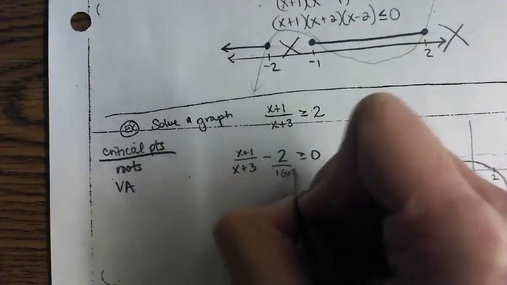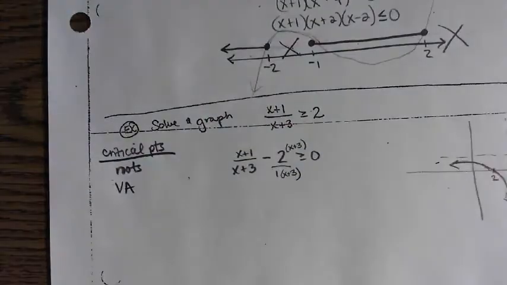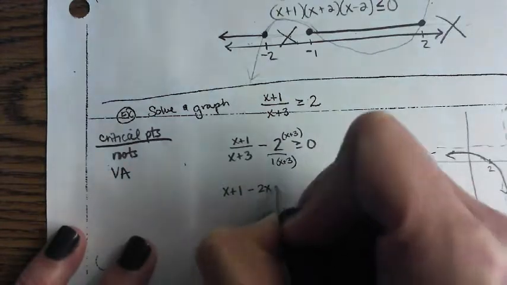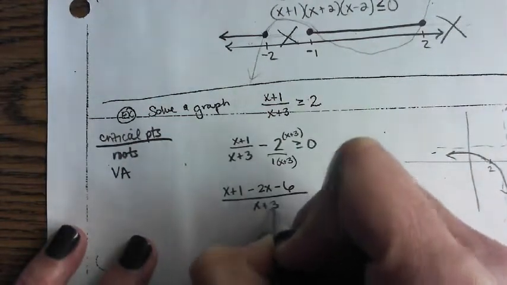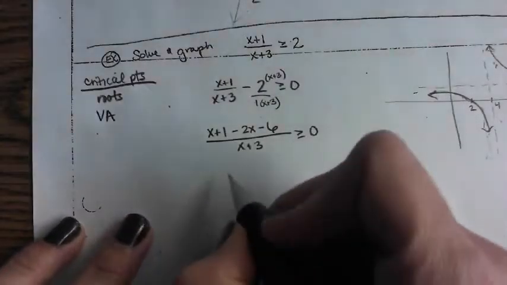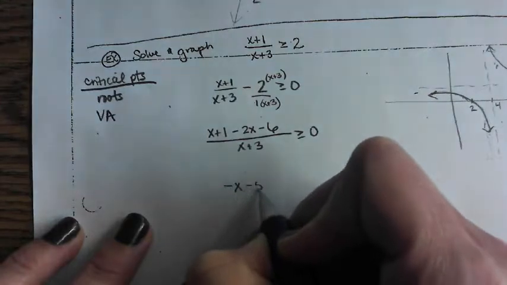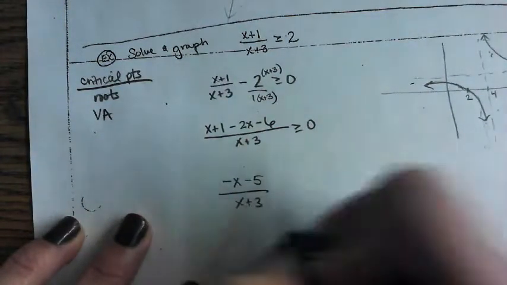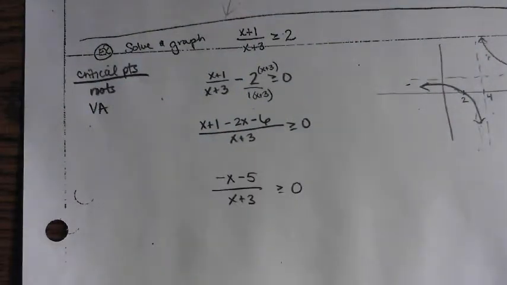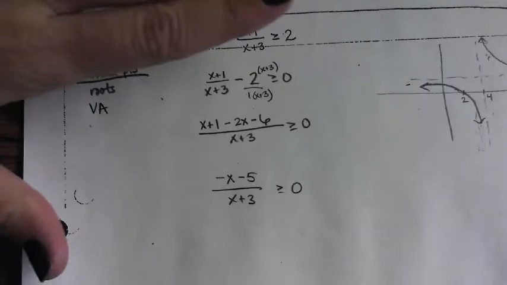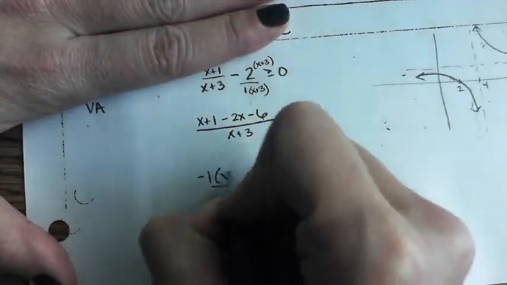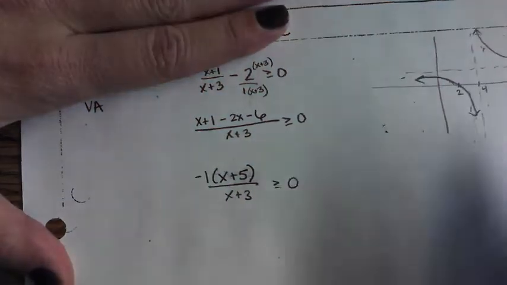So this needs an x plus 3. This needs an x plus 3. My numerator is going to become x plus 1 minus 2x minus 6 all over x plus 3, which is going to become negative x minus 5 over x plus 3. And guess what? They're probably not going to leave it negative x, negative 5. They'll probably factor out a negative 1 and just do x plus 5. Does that make sense?